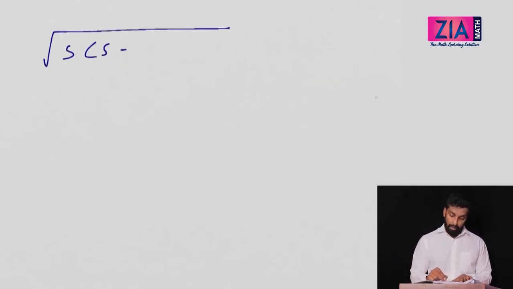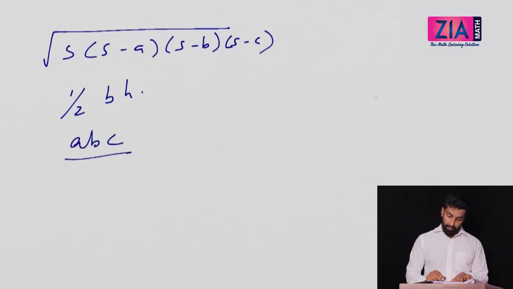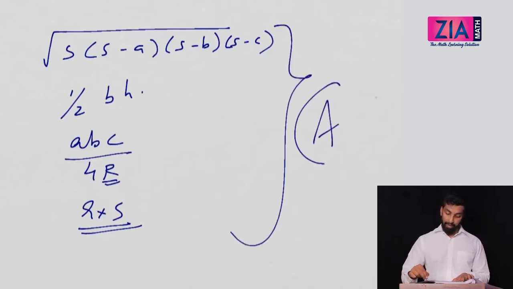Root of S into S minus A into S minus B into S minus C, where the three sides are given and S is the semi-perimeter. Or if base and height are given, half into B into H. If the three sides and the circumradius are given, the answer is ABC by 4R. If three sides and the inradius are given, your answer is r into S, where S is the semi-perimeter and r is the inradius. Here R is the circumradius and ABC are the three sides. These are the various methods of finding the area.